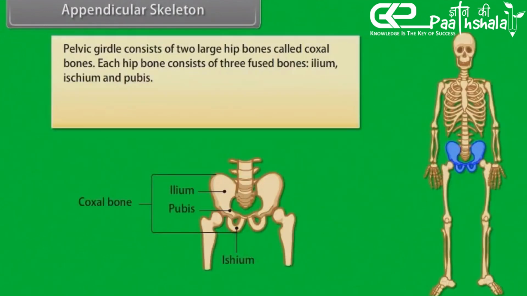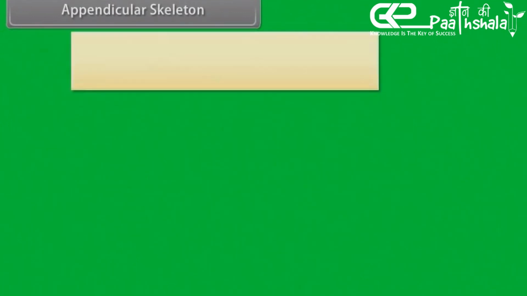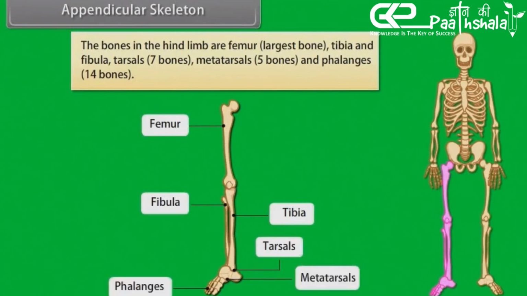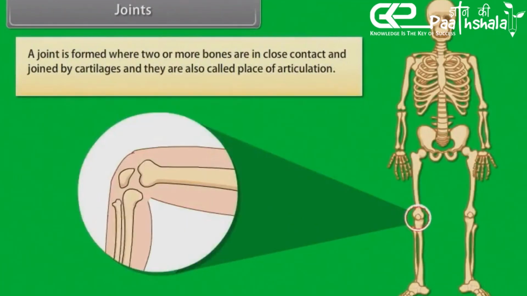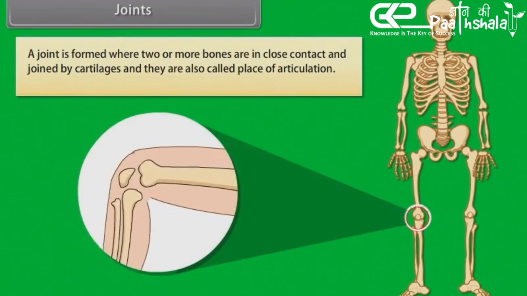The pelvic girdle consists of 2 large hip bones called coxal bones. Each hip bone consists of 3 fused bones: ilium, ischium, and pubis. The ilium is the largest of the 3 and forms the upper part of the hip bone. The bones in the hind limb are femur, the largest bone, tibia and fibula, tarsals, 7 bones, metatarsals, 5 bones, and phalanges, 14 bones. Joints. A joint is formed where 2 or more bones are in close contact and joined by cartilages, and they are also called places of articulation.